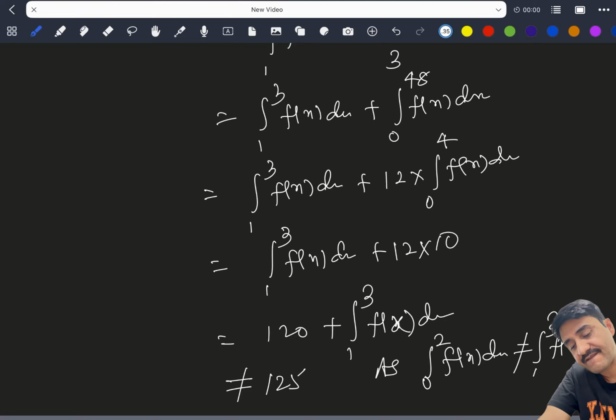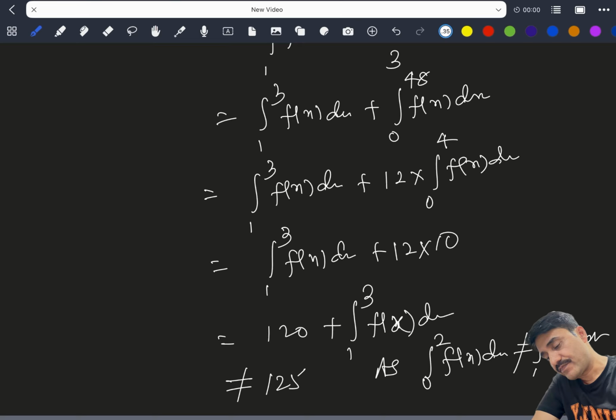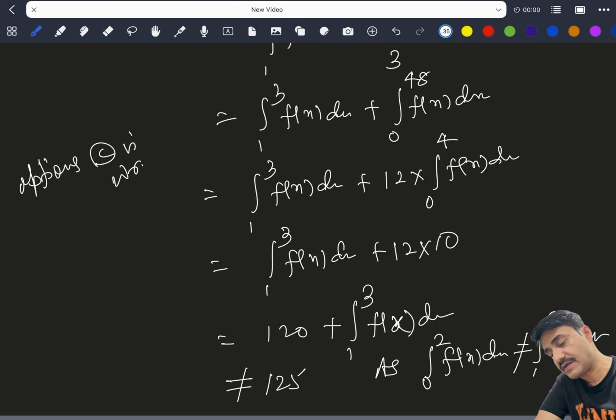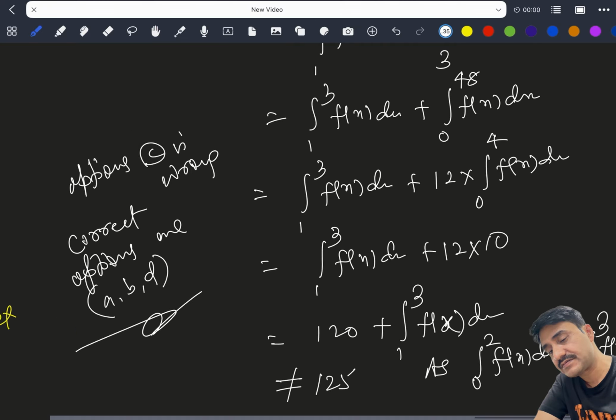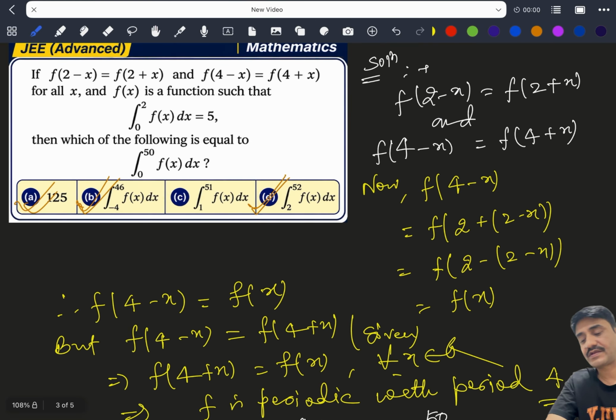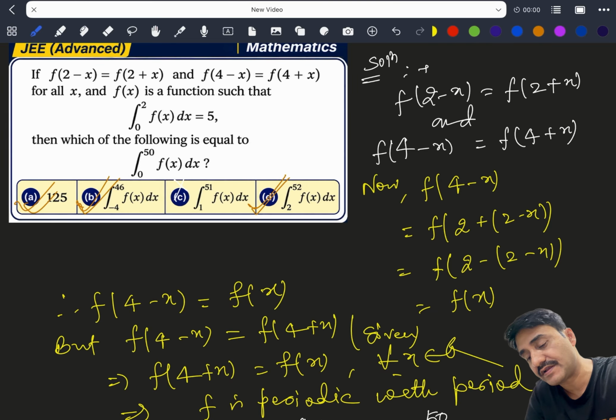Okay, so option C is wrong. The correct options are A, B, D. So C is incorrect. A, B, D is the correct answer.